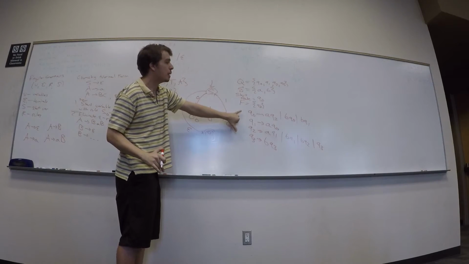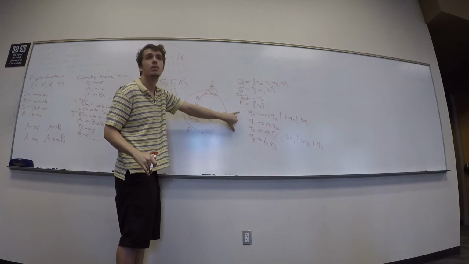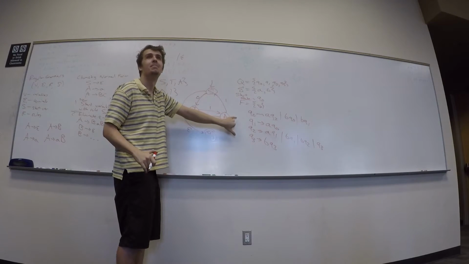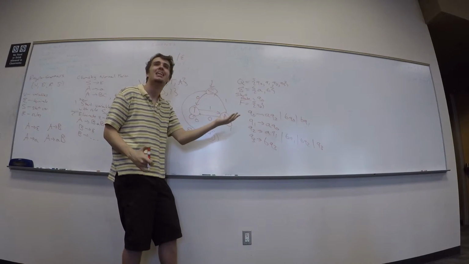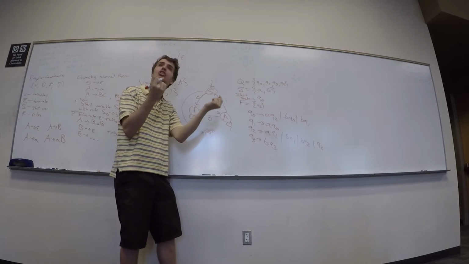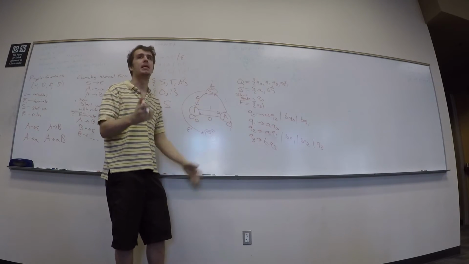What's the language of this grammar as is? Empty set. Why? Because every right-hand side has a variable on it. And so I can't generate anything that is just terminals. So what am I going to do about that?